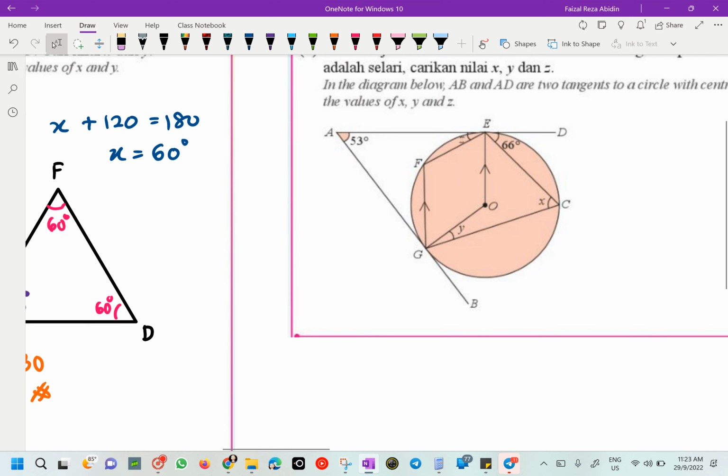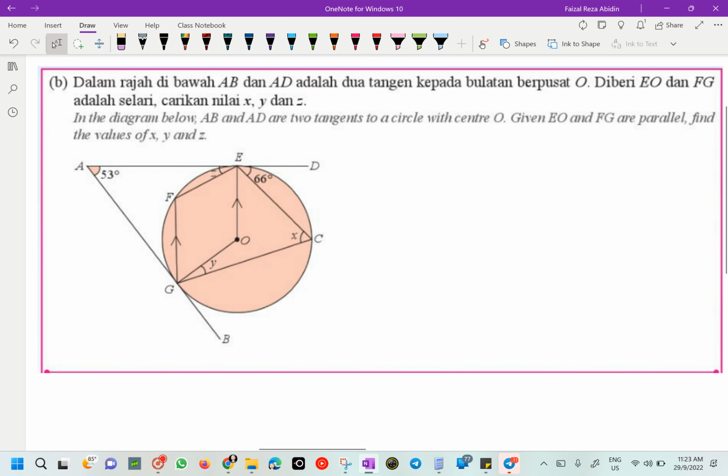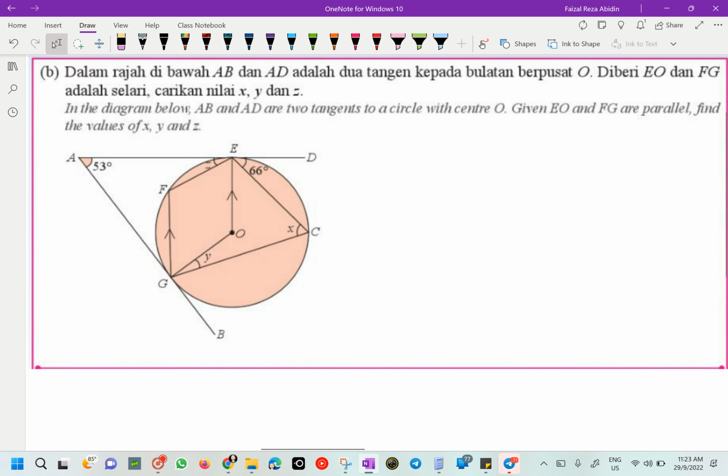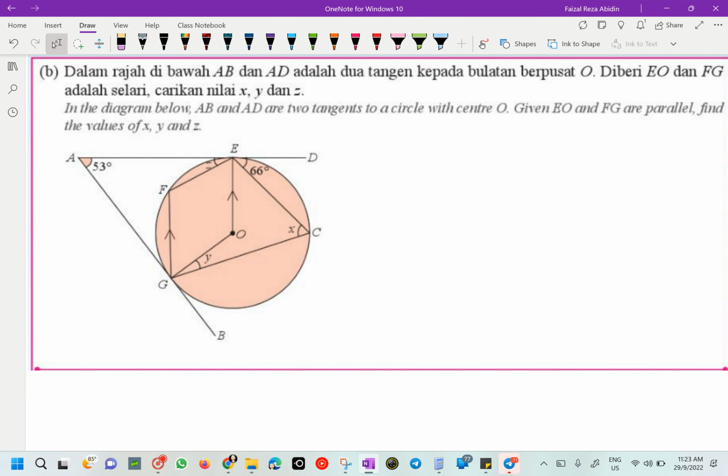Can. Okay, we go for B here, number 6B. Okay, the diagram below, AB, where's AB? Okay, there. AB and AD are two tangents to a circle with center O. Okay, where is our point of tangency there? E and G, isn't it? Okay. Given EO and FG parallel. Find the value of x, y, z. Okay, go.